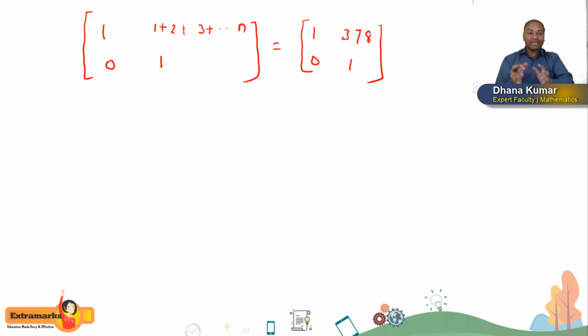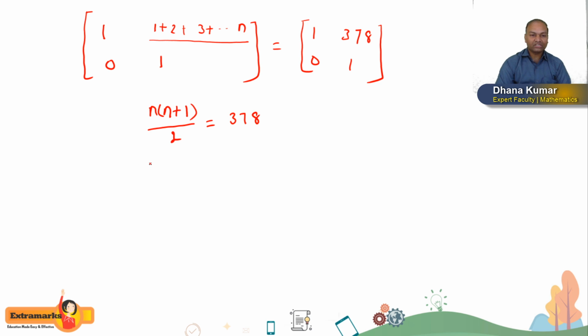Now let us come to simplification. Two matrices are equal only when the corresponding elements are the same and the order of the two matrices is also the same. Anyhow, the order of the two matrices is the same, so you have to equate the corresponding elements. The second element is 1 plus 2 plus 3 plus so on up to n, the sum of the first n natural numbers. The formula is n into n plus 1 by 2, equal to 378.